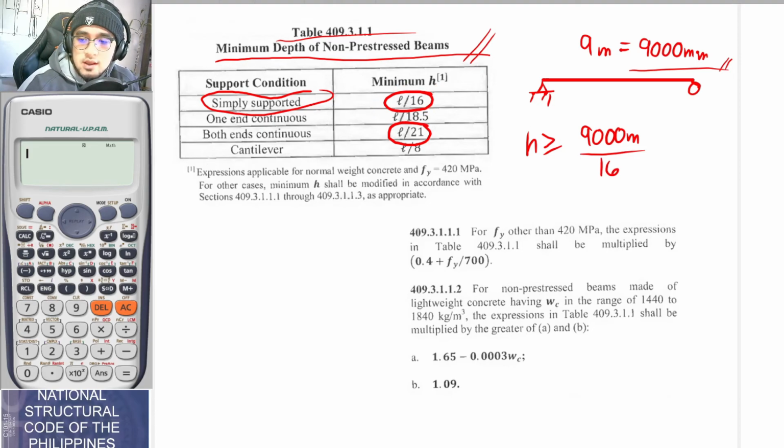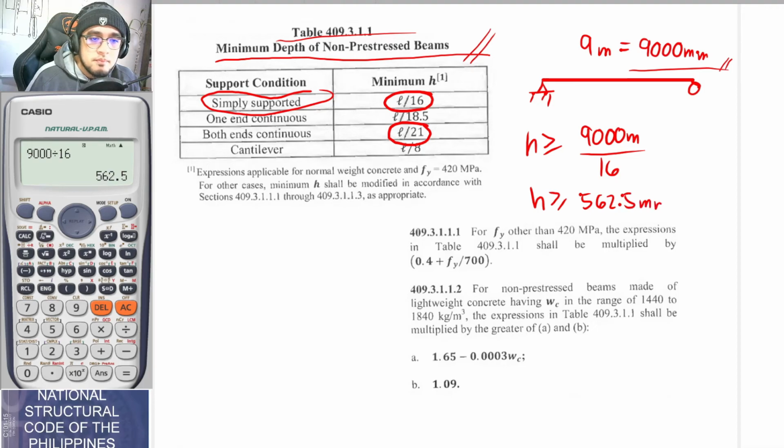Looking at the calculator to your left, this is now equal to 9,000 divided by 16, so it must be greater than or equal to 562.5 mm. And to reiterate, guys, these are only the minimum h. If you want to use 600, it is okay. If you want to use 750, then it is once again okay, as long as this is the minimum. So it should not be below these values. That's all there is to it.